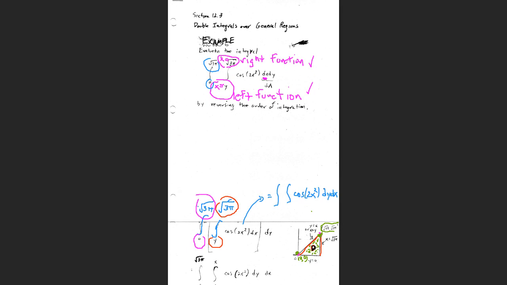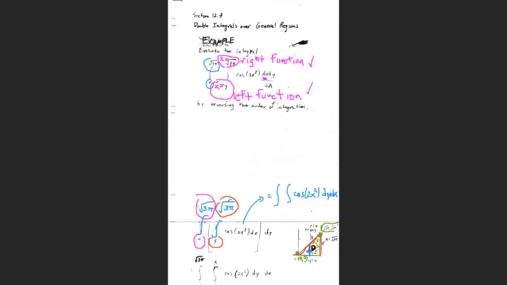That's good. Well, now because you're doing the y variable first, you're treating region D like a type 1 region. And a type 1 region, you go from a function on the bottom to a function on the top, right, for a type 1 region. I mean, that's what you're doing.